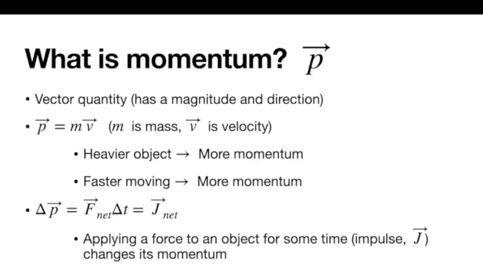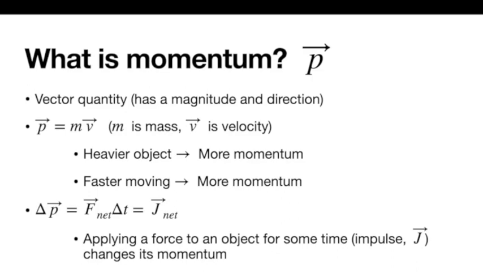The direction of F net is the same as the direction of delta P, which makes sense because if I push something to the left, so my net force is to the left, I want its momentum to increase to the left. However, that doesn't tell me the full story about its final momentum, right? Because it depends what my initial momentum is. If I was initially moving to the right and a force pushed me to the left, my final momentum might still be to the right.